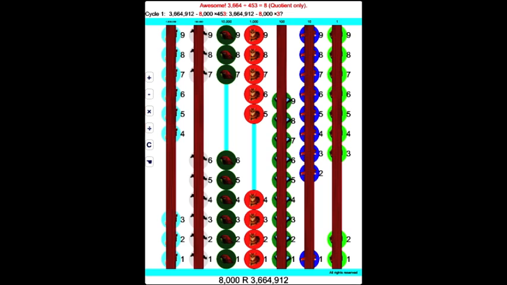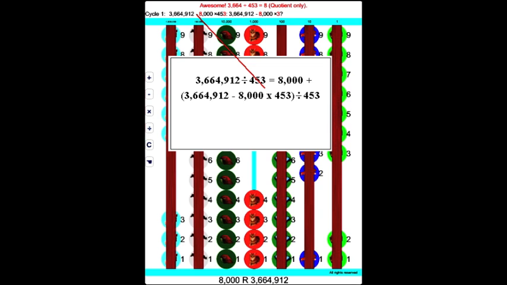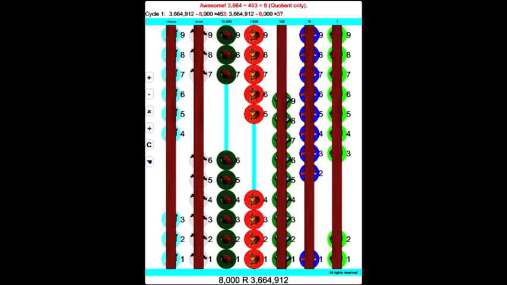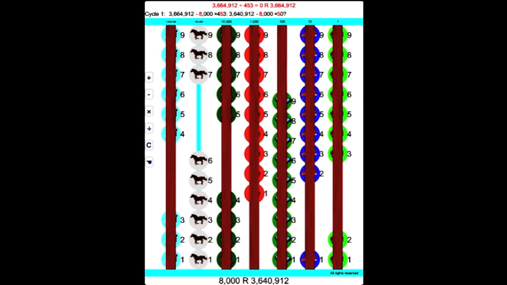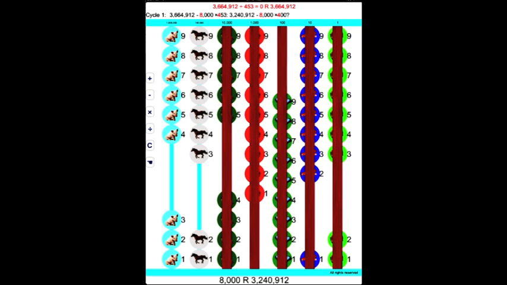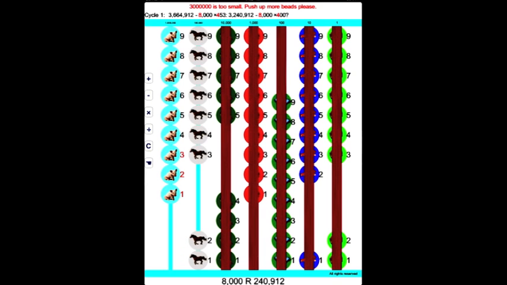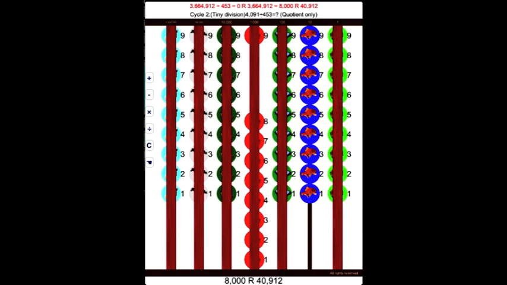When your child begins to work out the remainder, they would start by subtracting 8,000 times 453. This is a long multiplication. r minus 8,000 times 3 equals? Subtract 24 from r. r minus 8,000 times 50 equals? Subtract 40 from r. r minus 8,000 times 400 equals? Subtract 32 from r. Now your child is done with the long multiplication. This brings us back to the abacus for q.